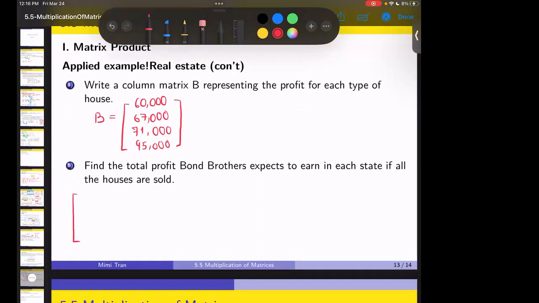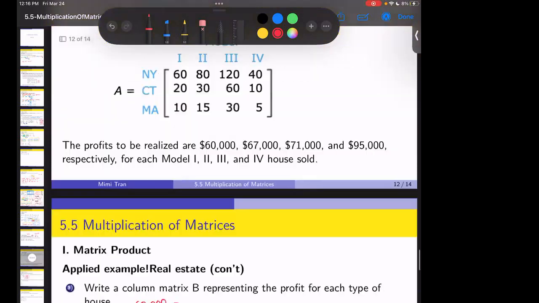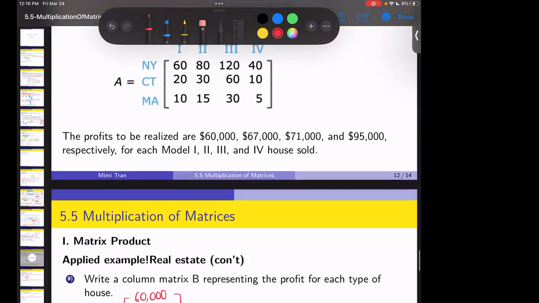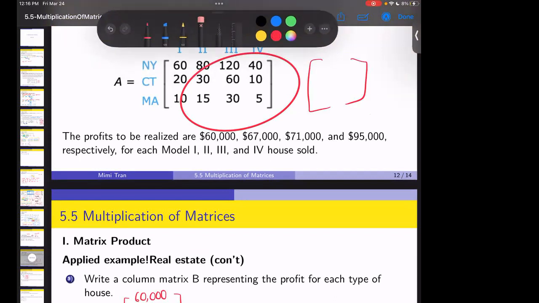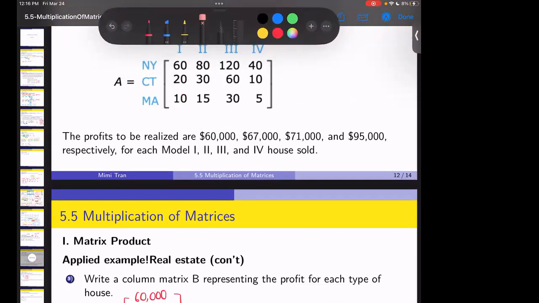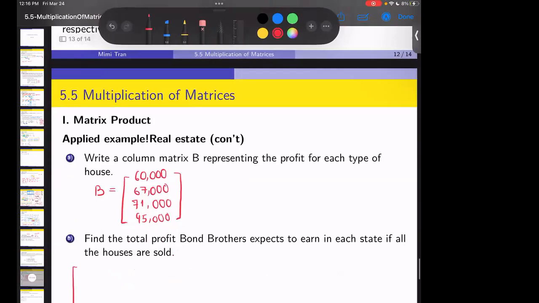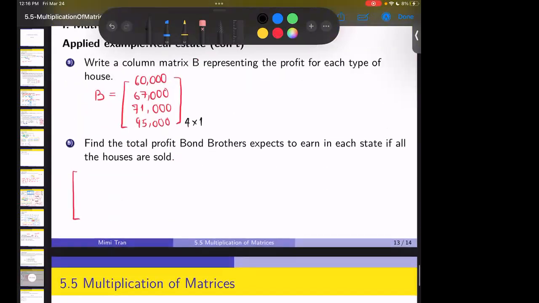So you're going to write out your matrices. Let me ask you, I have 2 matrices here, matrix A and matrix B. Should I write this matrix first and then put B next to it, or the other way around? Which one should I write first? This is 3 by 4, right? This is 4 by 1. So A comes first, right?